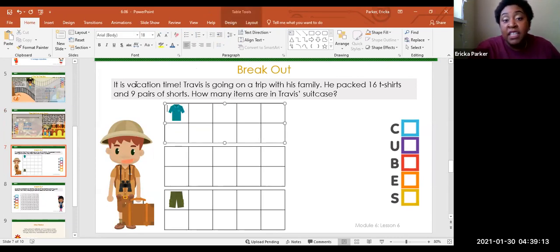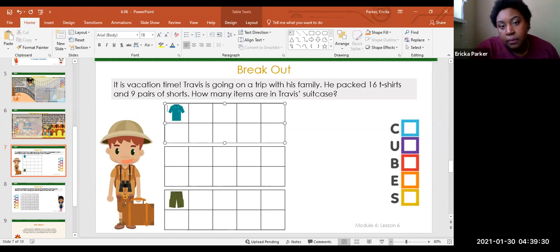It's vacation time. Travis is going on a trip with his family. He packed 16 t-shirts and 9 pairs of shorts. How many items are in Travis' suitcase?